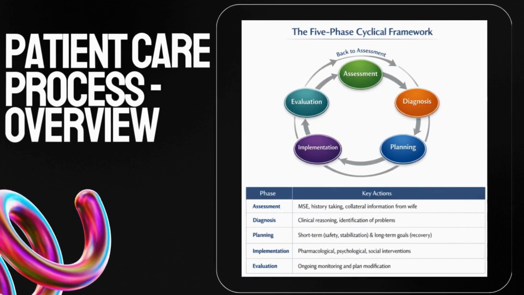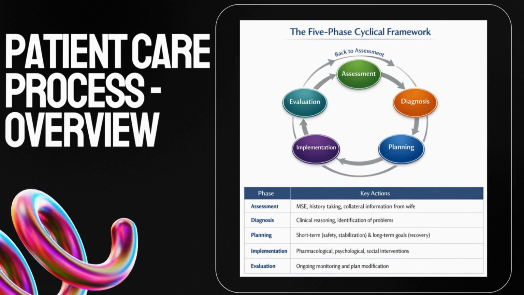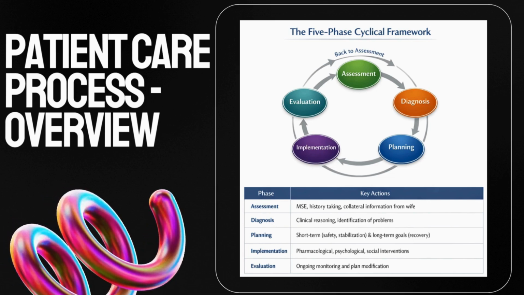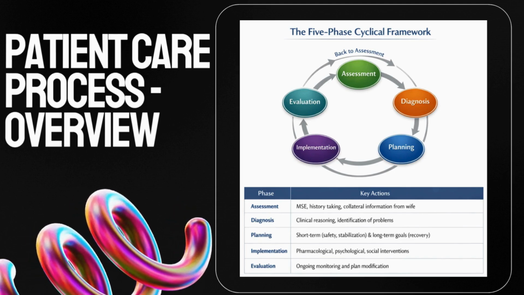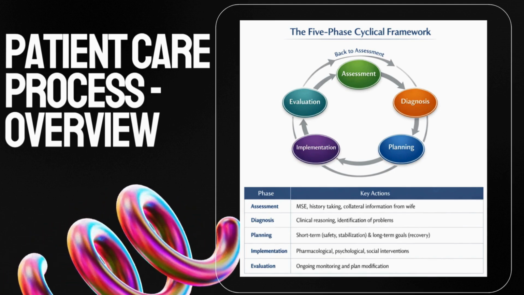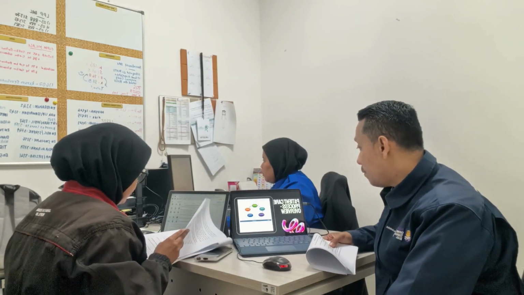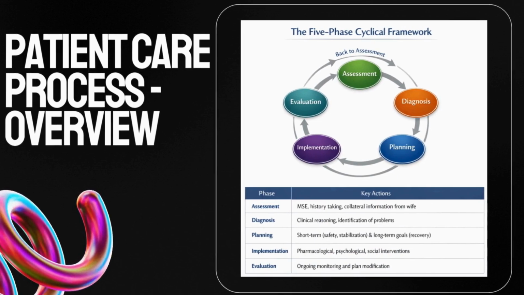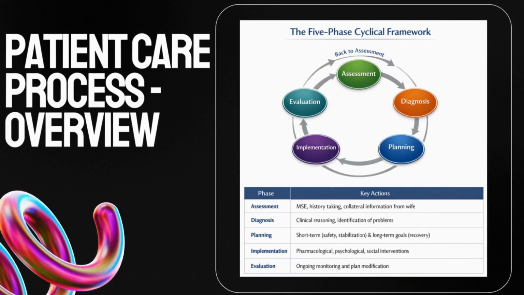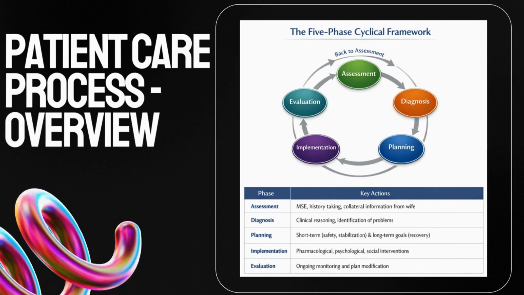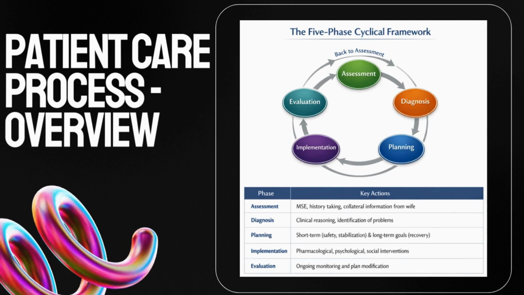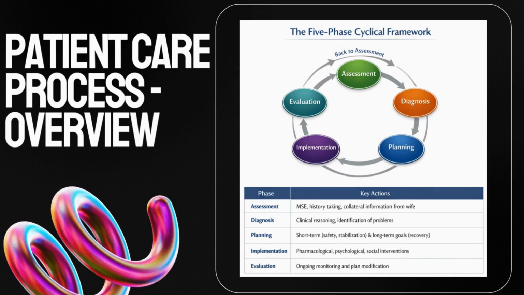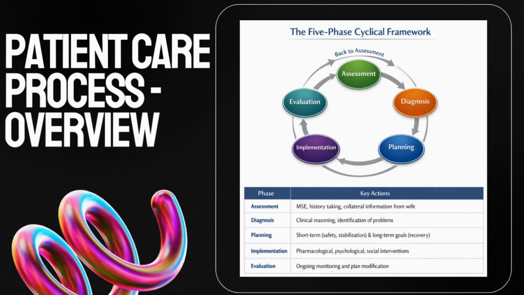Patient care process overview. The patient care process is a cyclical framework that guides nursing practice. It consists of five interconnected phases. It begins with assessment, where we conducted the MSE, took a detailed history and gathered collateral information from his wife. This leads to diagnosis, the second phase, where we use clinical reasoning to identify problems and formulate the diagnosis. Next is planning, which involves setting short-term goals like safety and stabilization and long-term goals focused on recovery and function.